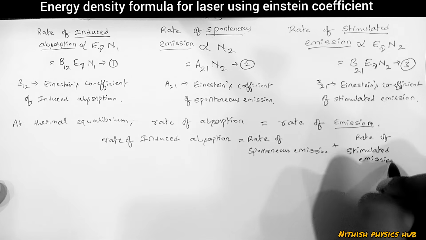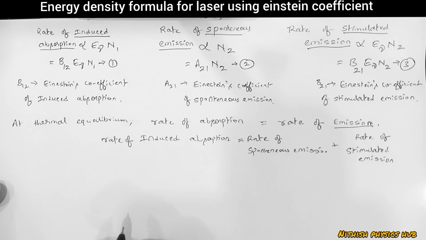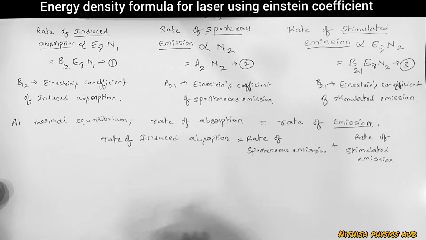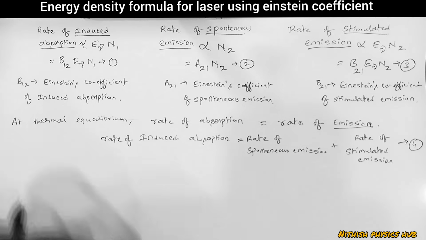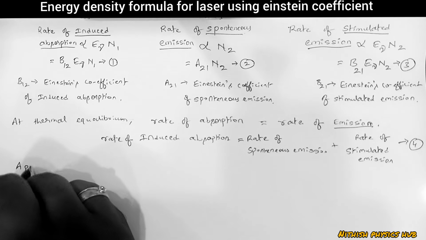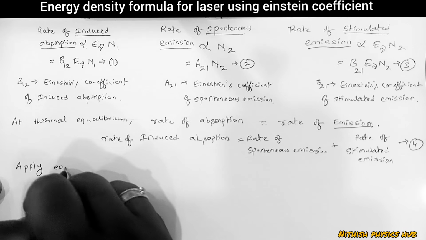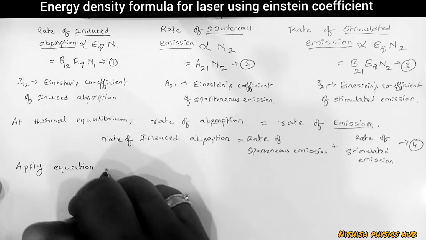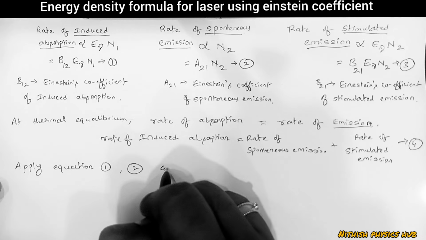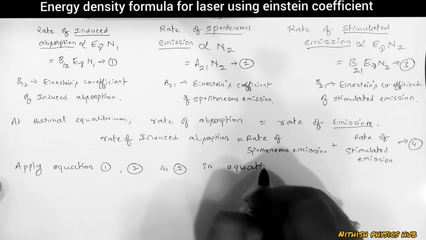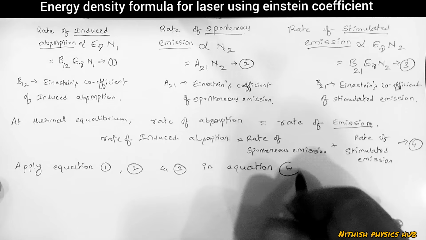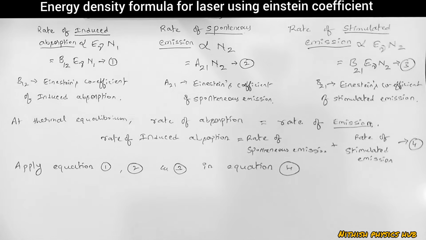So we will be rearranging the equation according to the general equation, that is at a thermal equilibrium. Take it as equation number 4. Now apply equation 1, 2 and 3 in equation number 4. Just apply these values in equation number 4. So what will be happening?